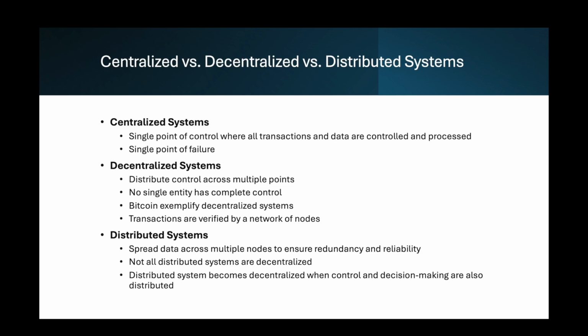Distributed systems. These systems spread data across multiple nodes to ensure redundancy and reliability. While all decentralized systems are inherently distributed, not all distributed systems are decentralized. A distributed system becomes decentralized when control and decision-making are also distributed.